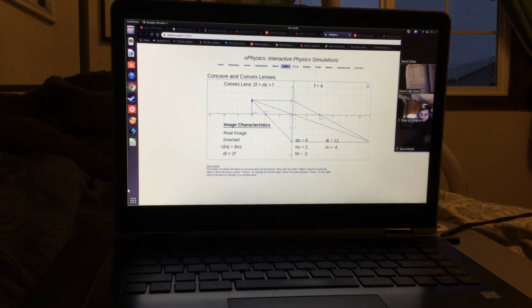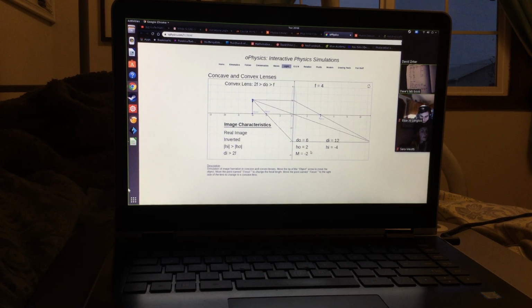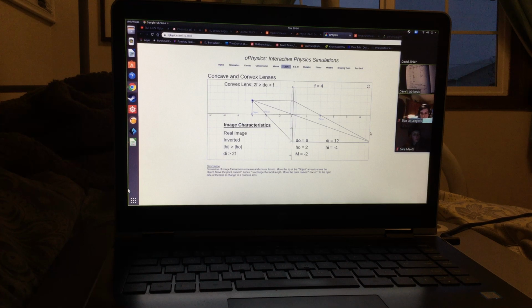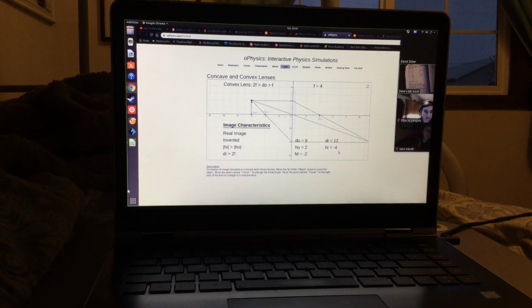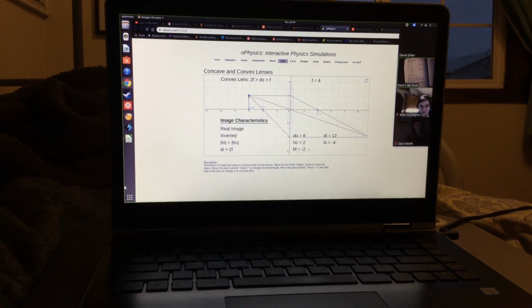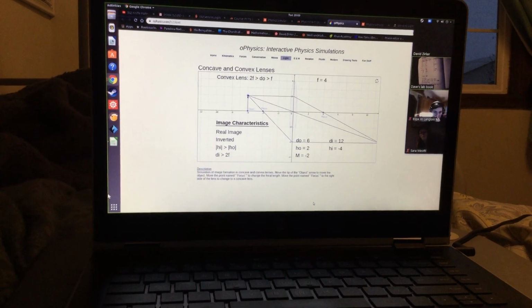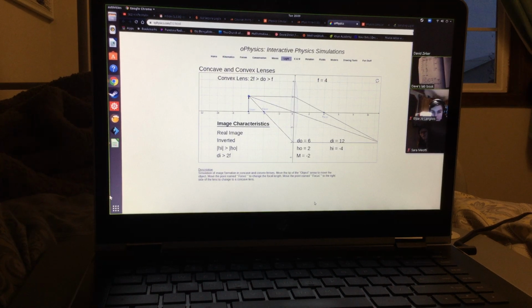So just to give you another example, if you were to look at my screen, you see the magnification is 2. Yep. Well, it's -2, so that means it's inverted, which we see that the image is down here in the bottom. But then you'll see the height of my object is 2 units. The height of the image is 4 units. It's doubled. Okay. Double the magnification, double the height. Okay, that's super helpful. Thank you.